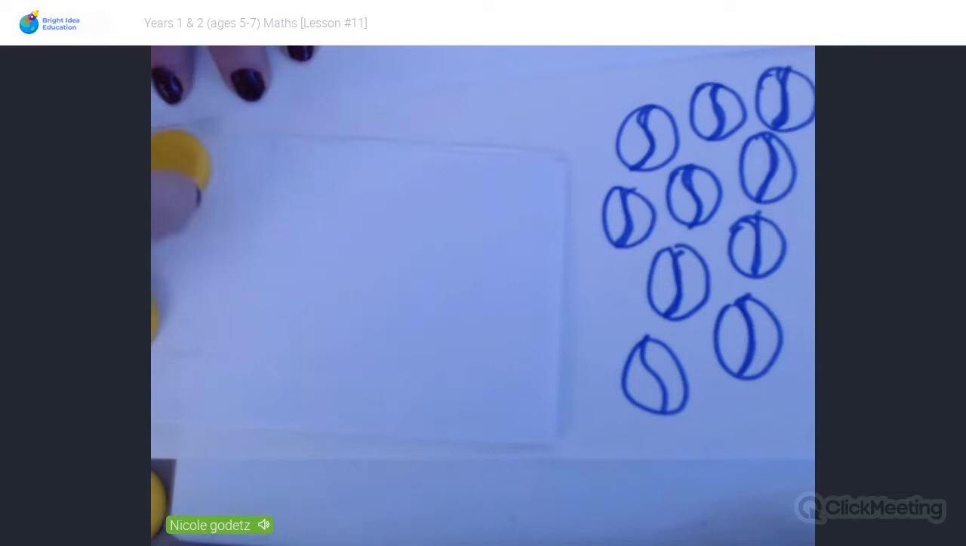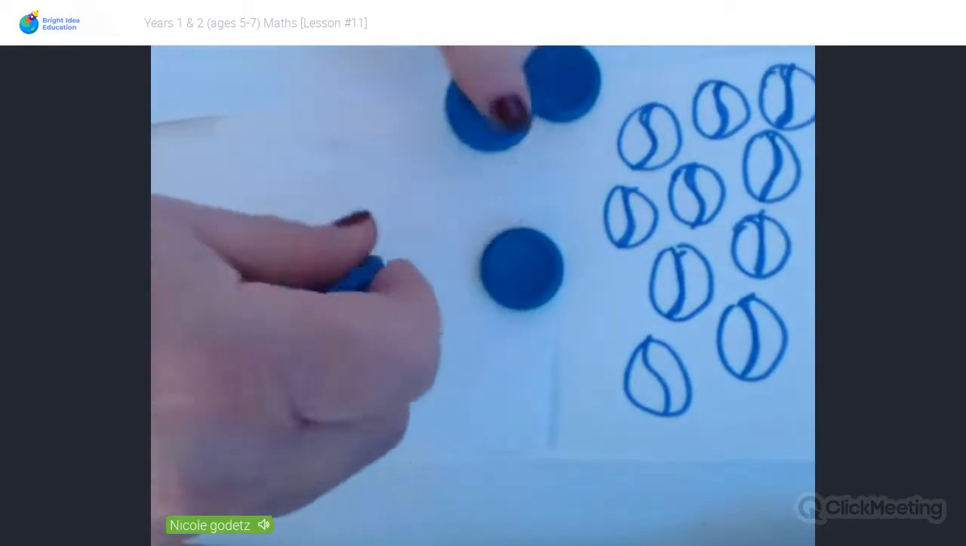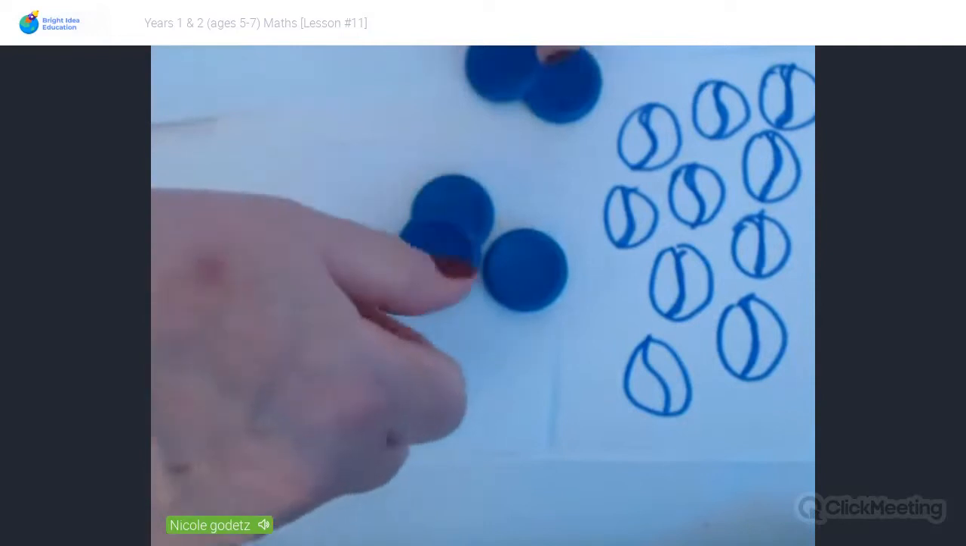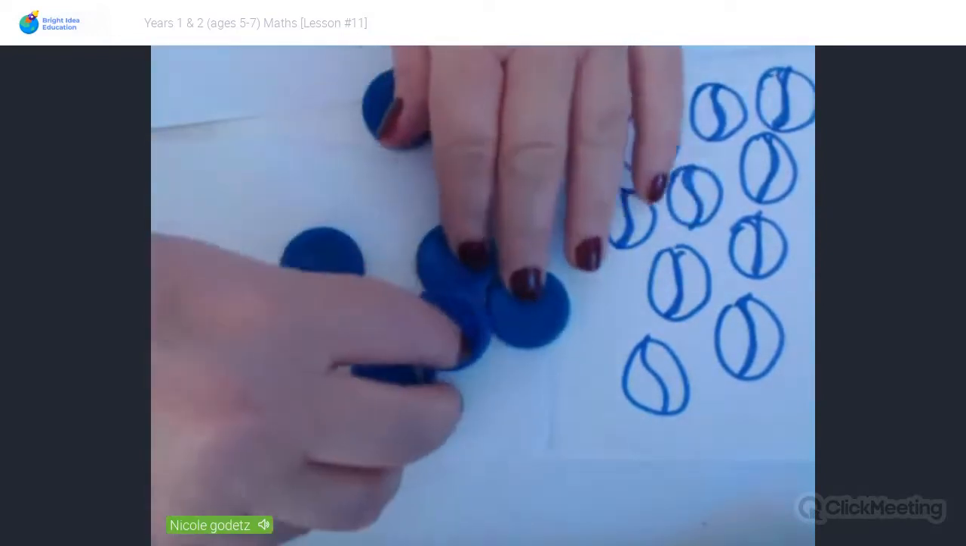10 shared into 2 equal groups. Half of 10. Okay, double 5 is 10. Half of 10. Right, 2 equal groups. 1, 2, 1, 2, 1, 2, 1, 2, 1, 2. There's my 2 equal groups.